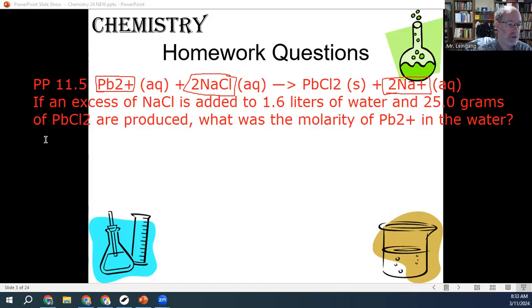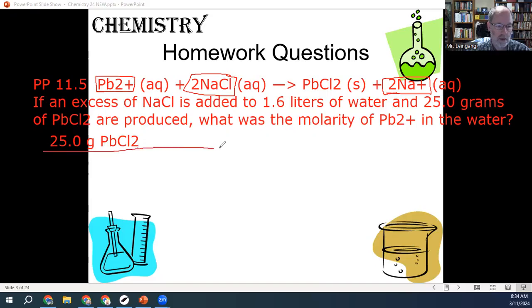Stoichiometry problem always starts with what you know. What do I know? 25 grams of PbCl2. Well, okay, where can I go from there? I want to go from grams to moles, because whenever I'm comparing two things, I can only do that comparison by moles, not by mass. So I have to ask, how many moles of PbCl2 do I have?